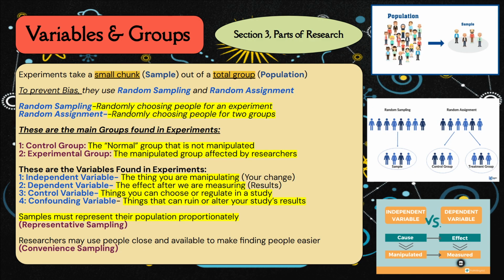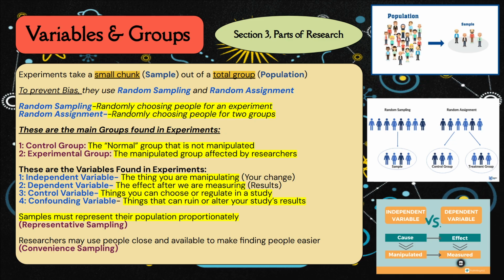When it comes to variables and groups, here we go. We have a population, which, if you look over here, is a full group of individuals. For example, it could be the population of a country, a school, a city, or a town. All of those are examples of population. Basically, everybody in that group of individuals.